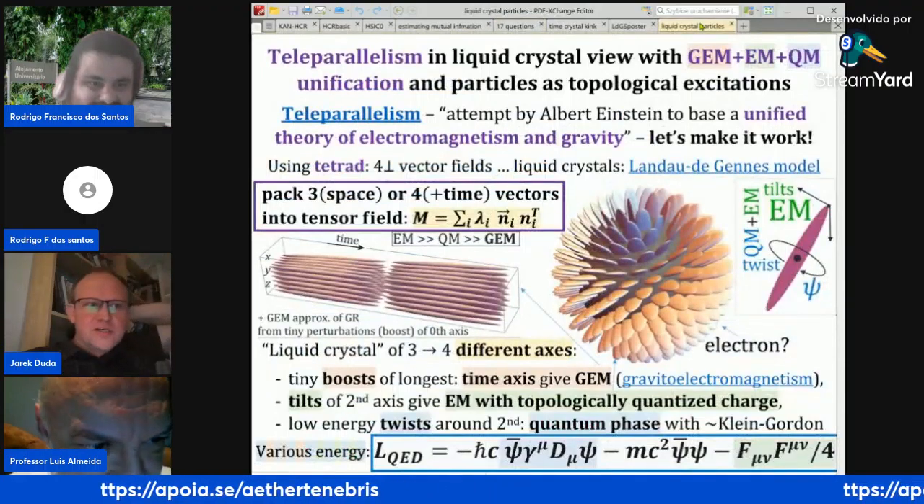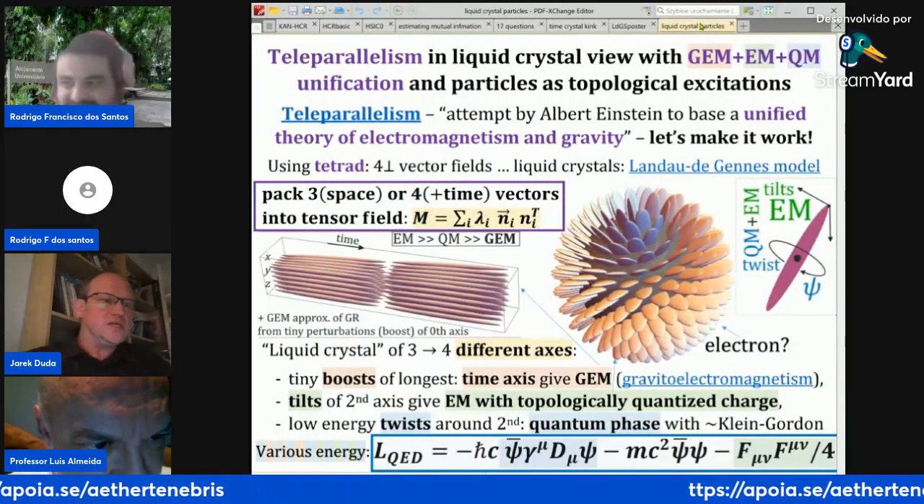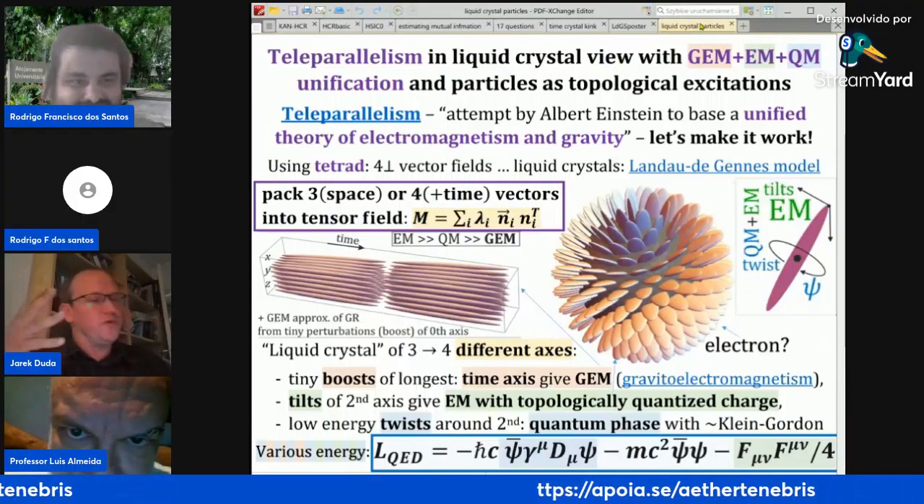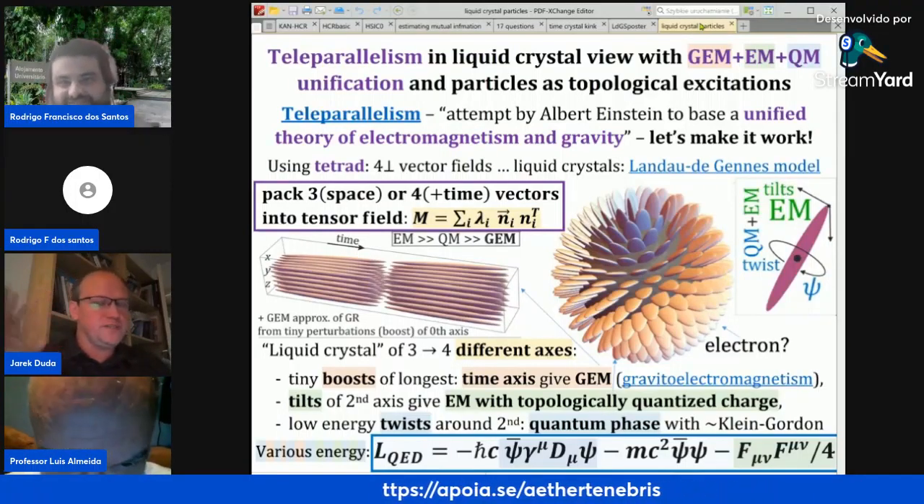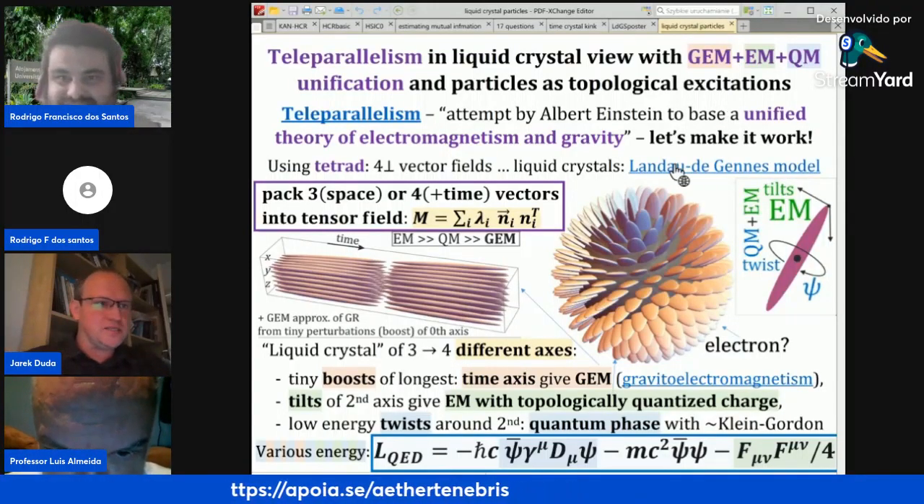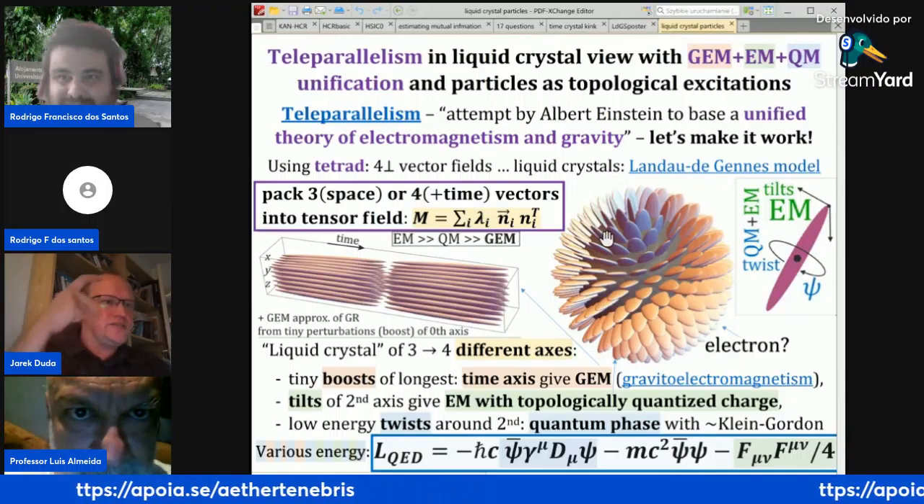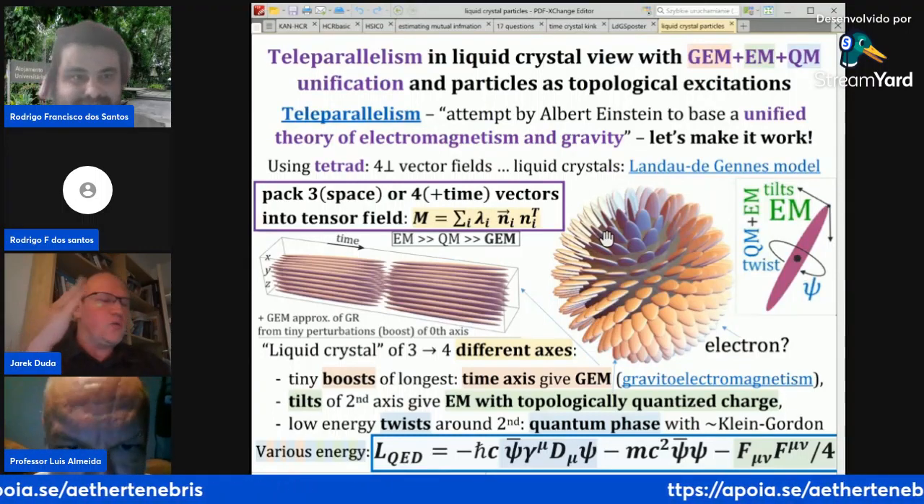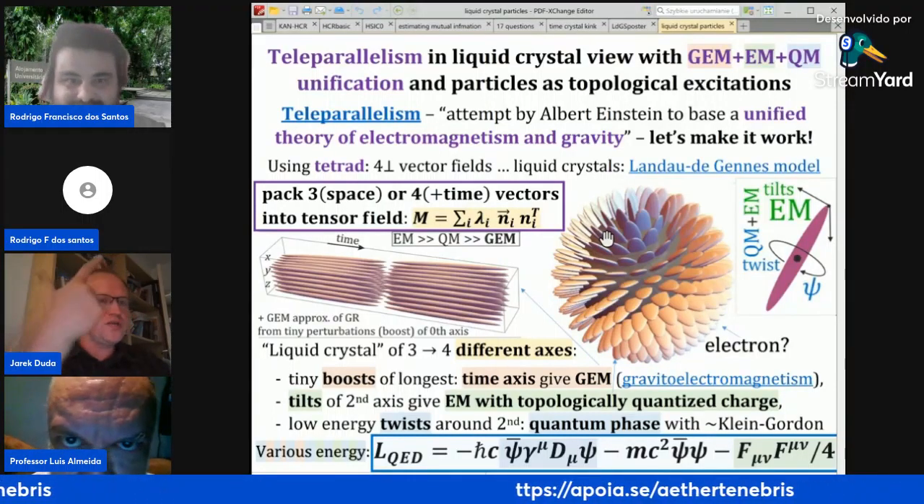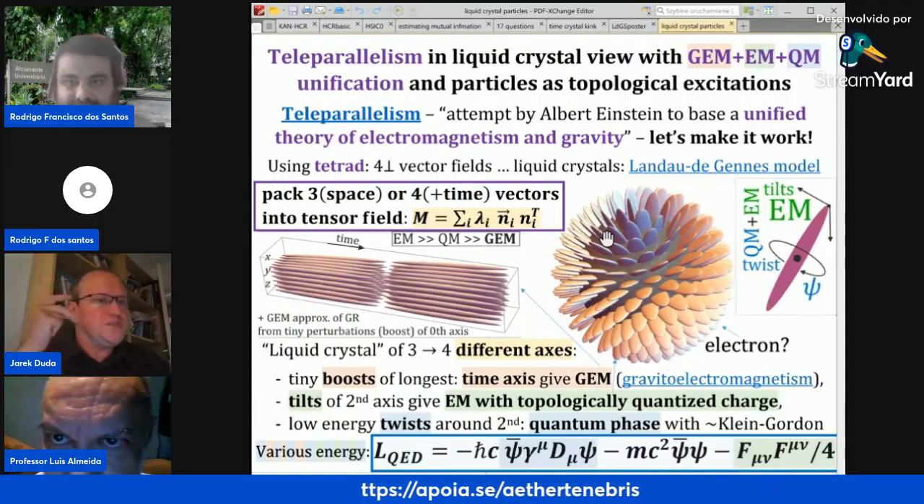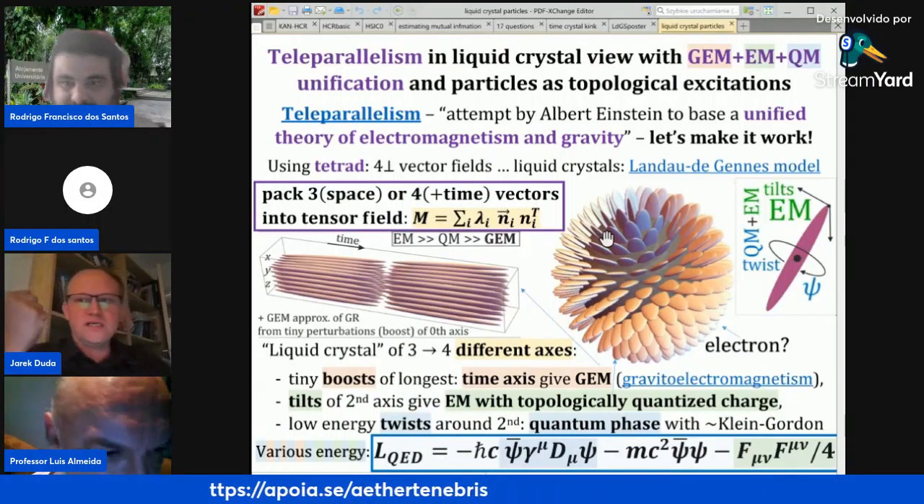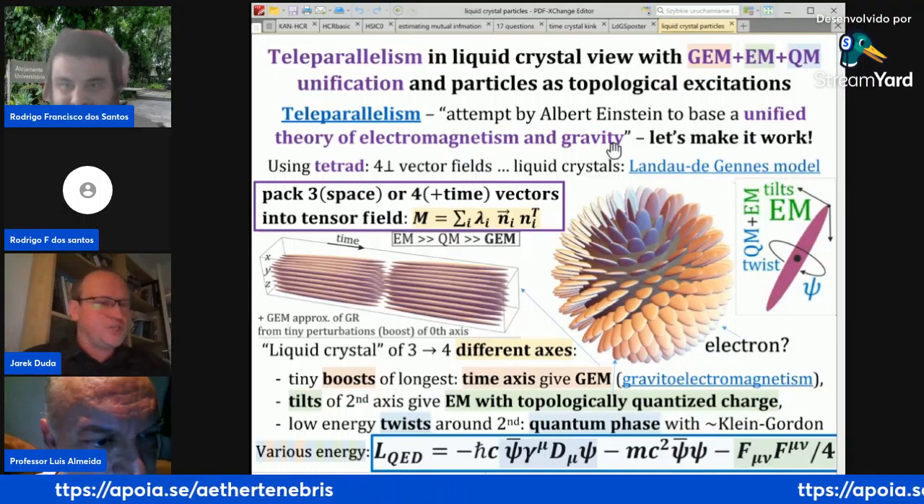Thank you very much. I would like to talk about this view on teleparallelism from a liquid crystal perspective, which is very similar. In liquid crystals, we have molecules with three different axes: one long axis, and also the twist of this axis. This is very popular in liquid crystals, generally called the Landau-de Gennes model.